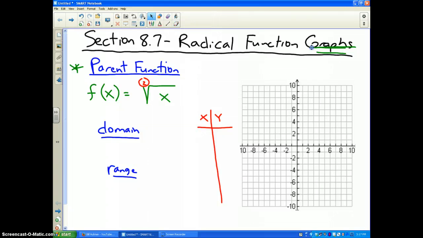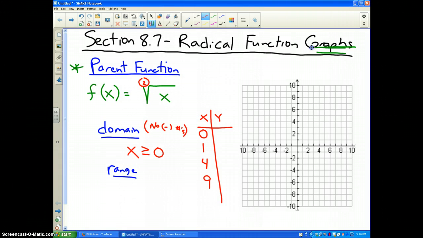Well, can I take the square root of 0? The answer is yes. How about square root of 1? Yes. What's the next perfect square that works out? That would be 4. The next perfect square would be 9. So therefore, the domain of all radical functions is all x values that are greater than or equal to 0. You cannot pick negative numbers. No negative numbers, people.